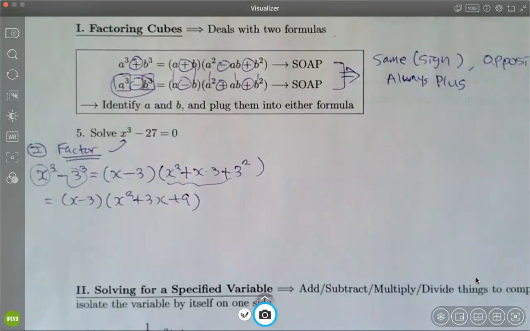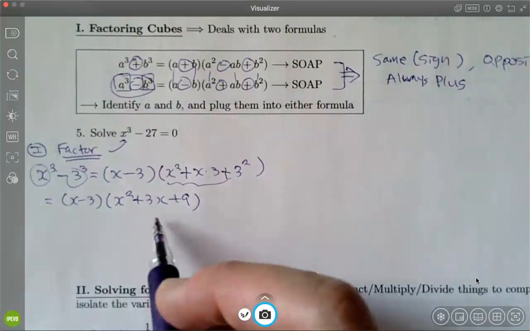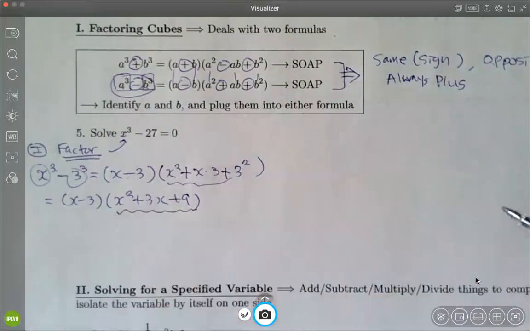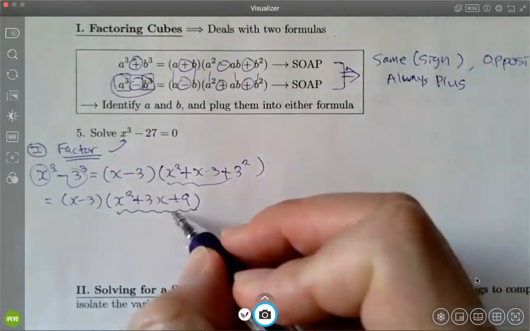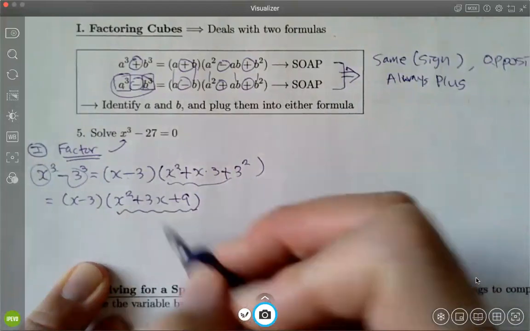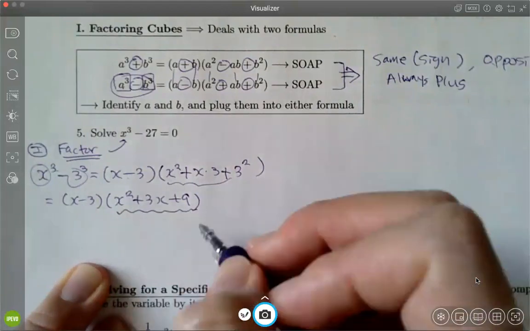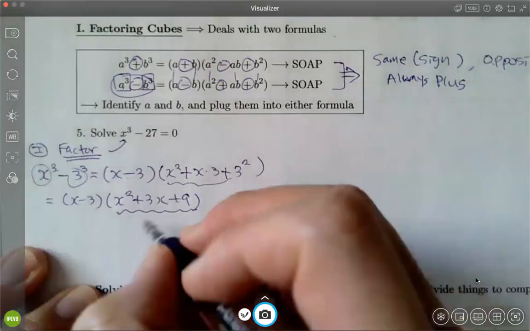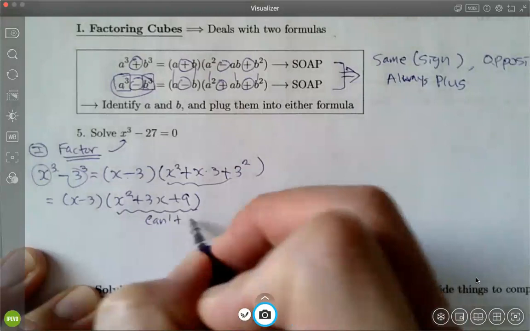Okay, so now you may want to factor this second factor further. But what do you notice here? If you want to factor this, you need to look for two numbers whose sum is 3 and whose product is 9, right? Okay, 1 times 9, right? And what do you notice? Are there such two numbers? No, right? So what does that mean? This one, you cannot factor.